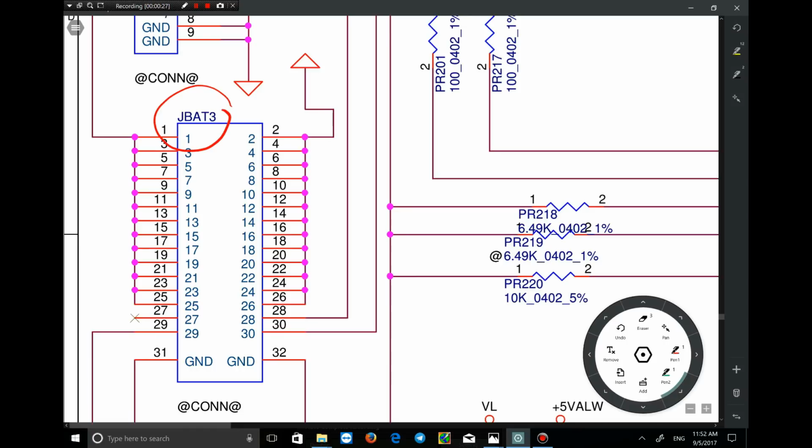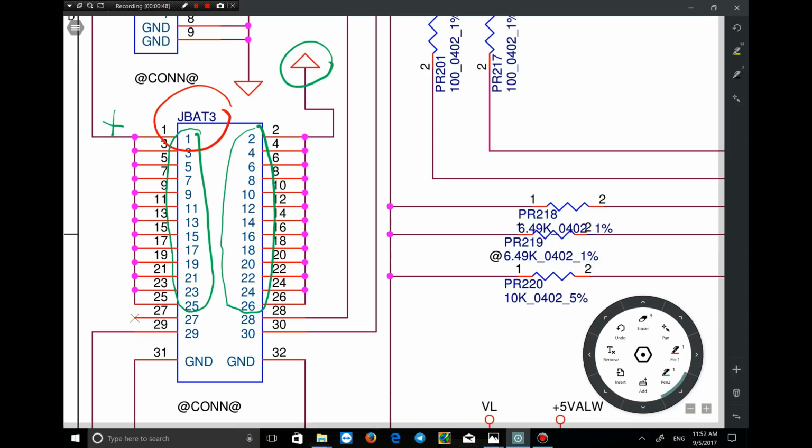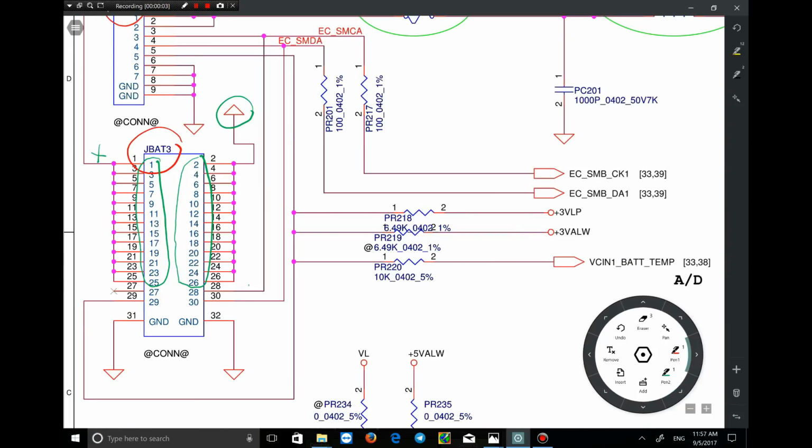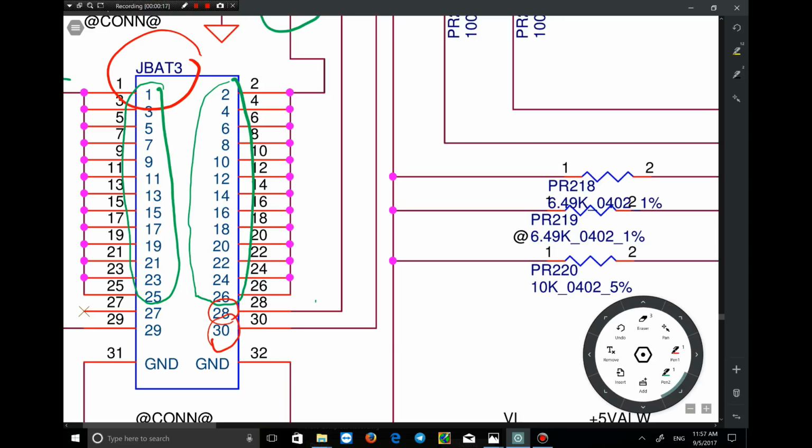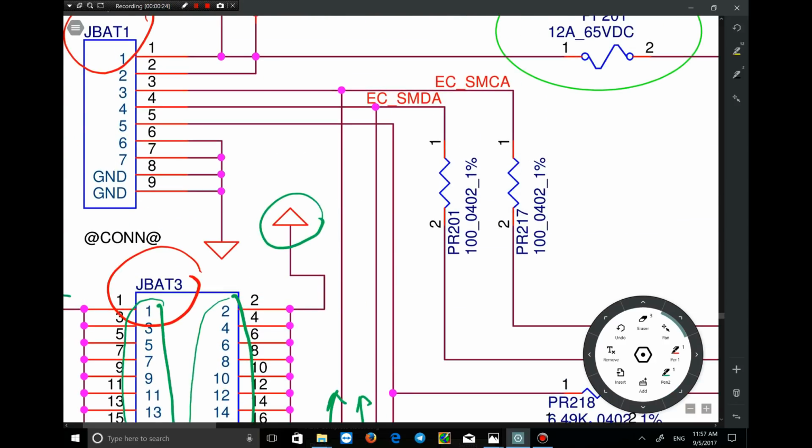Odd pins on jack 3 from pin 1 to pin 25 are positive pins of the battery, and even pins on jack 3 that are connected to each other from pin 2 to pin 26 are connected to the ground of the battery, which is negative. And the rest of the pins of the battery, as you can see in here, pins 28 and 30, have different directions. You can see where they go up here.